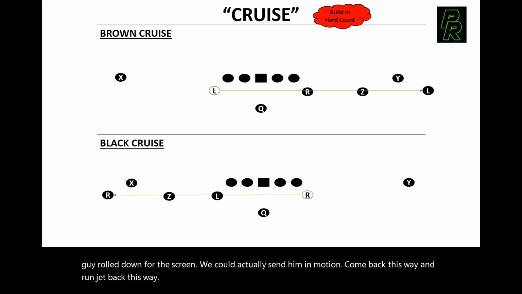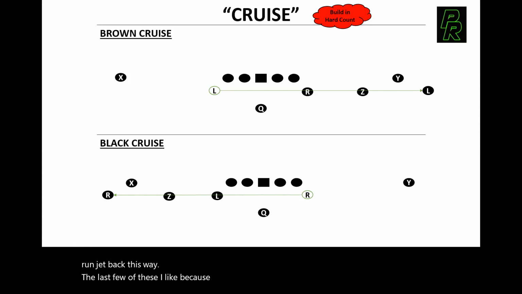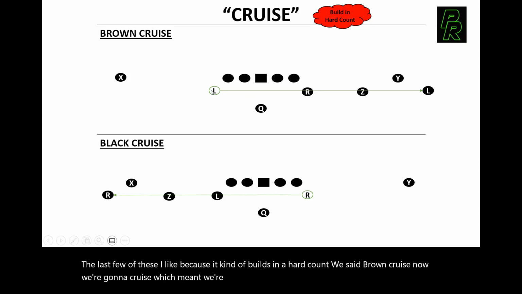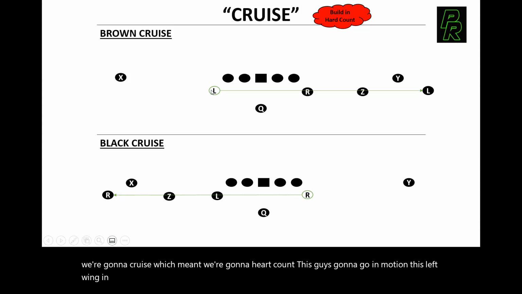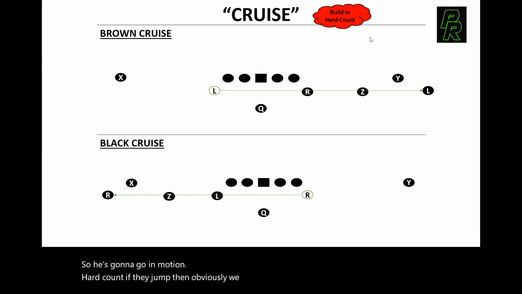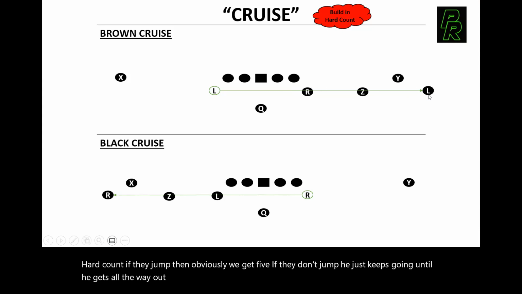Now, the last few of these I like because it kind of builds in a hard count. We said Brown cruise. Now we're going to cruise, which meant we're going to hard count. This guy's going to go in motion. This left wing in this case, he's going to go in motion. Cruise was always going to create a quad set for us. So he's going to go in motion, hard count. If they jump, then obviously we get 5. If they don't jump, he just keeps going until he gets all the way out to number 1 position, creating a quads look. 1, 2, 3, 4.